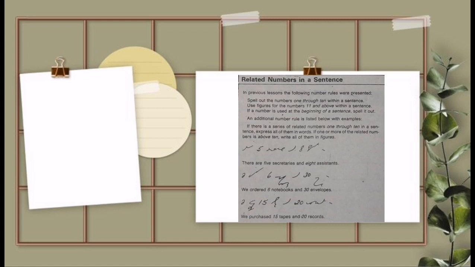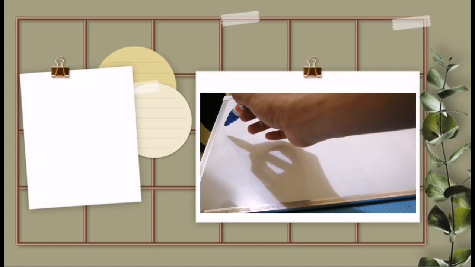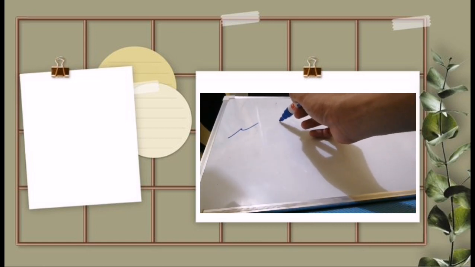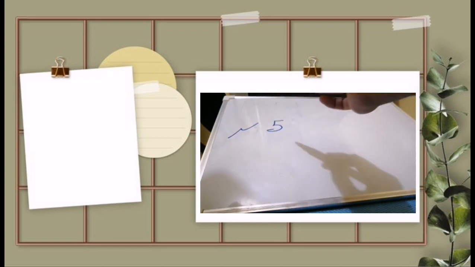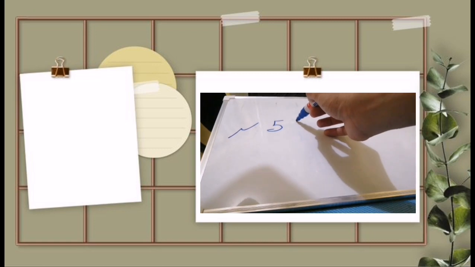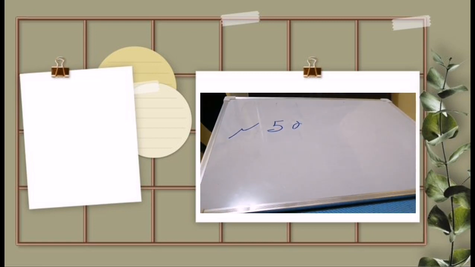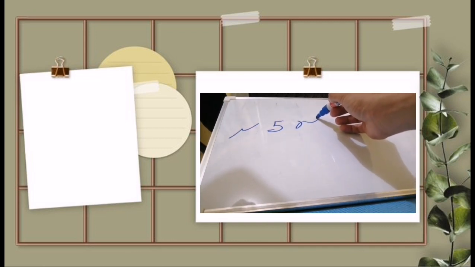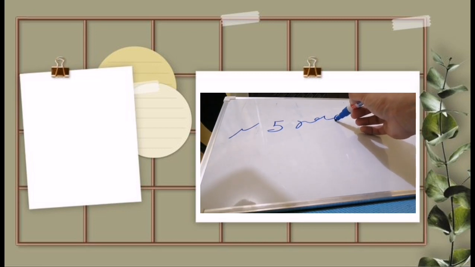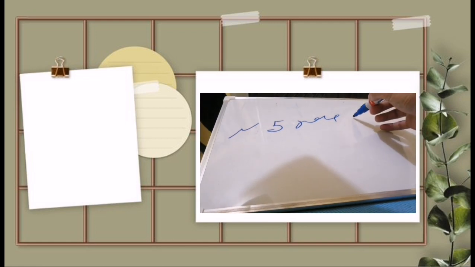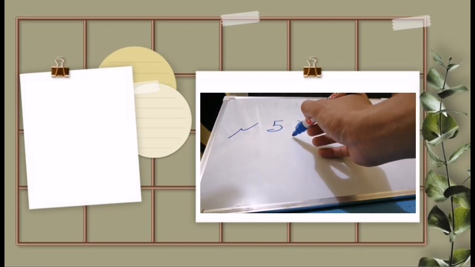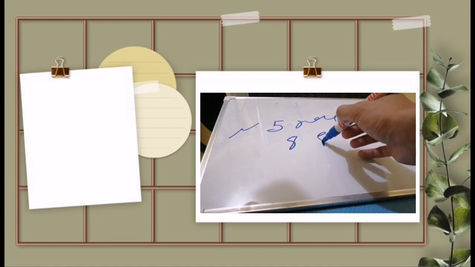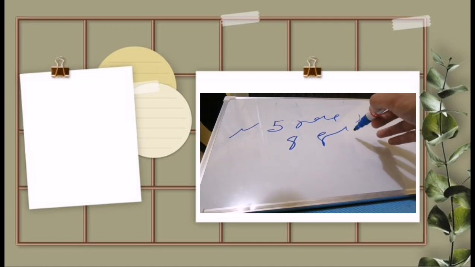The sentence here is there are 5. So we write the number 5 secretaries and 8, and write the number 8 assistants. And period.